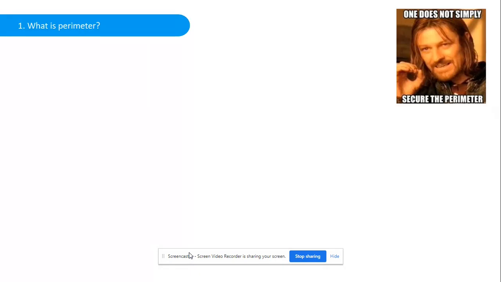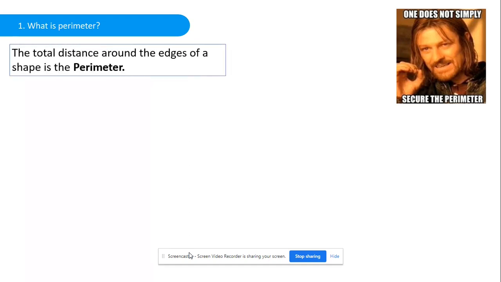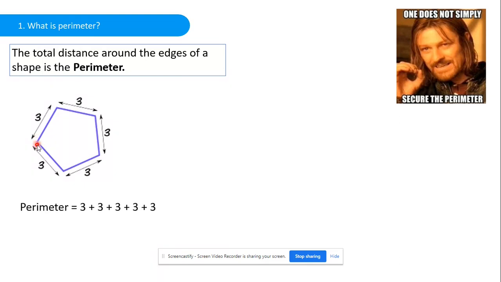Firstly, let's take a look at what perimeter is. Perimeter is the total distance around the edges of a shape. So for example, here we have a regular pentagon with side lengths of 3. The perimeter is how far you would measure along all of the edges of the shape. So here, if I was to add these up, we have 3 plus 3 plus 3 plus 3 plus 3. So my perimeter would be 5 lots of 3, 15.